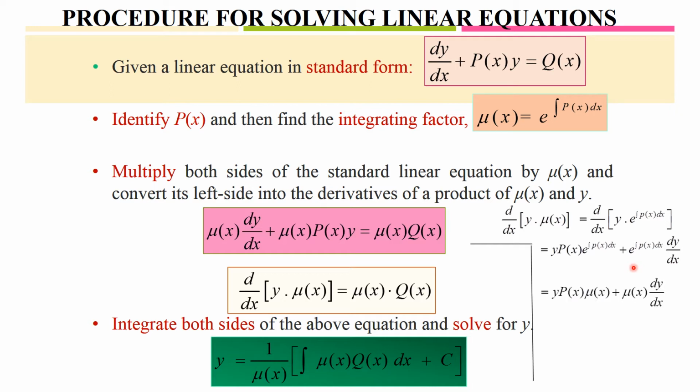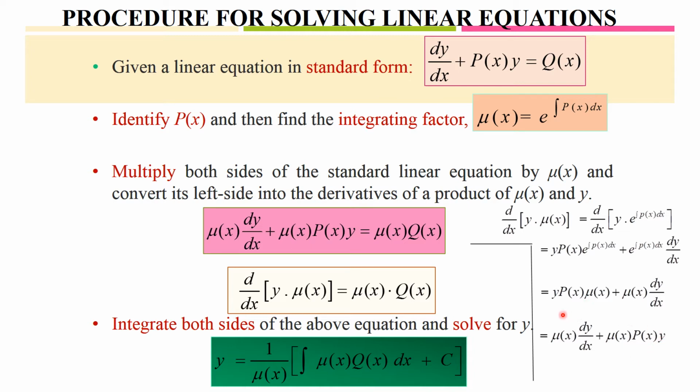Now we know that e to the integral of p of x dx is mu of x, so change this into mu of x. So we get y p of x mu of x plus mu of x dy/dx. Rearrange these terms, put this to the front. So you get mu of x dy/dx plus, bringing this to the second term, mu of x times p of x times y.